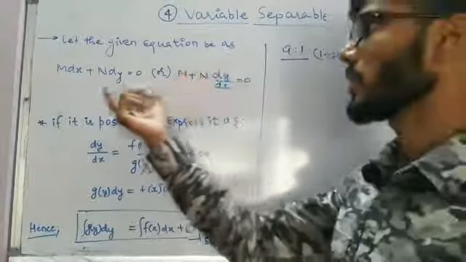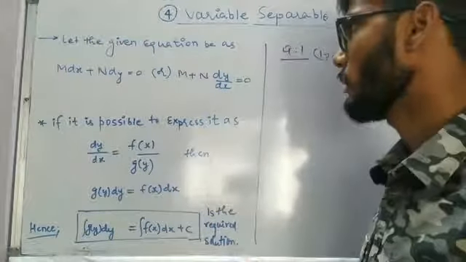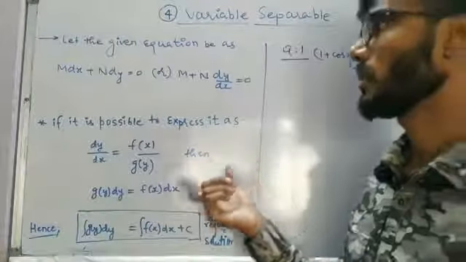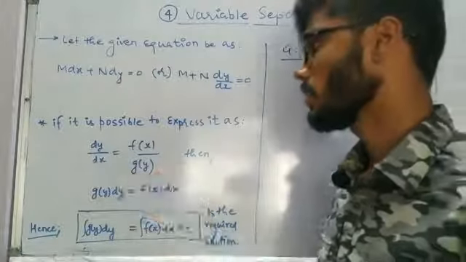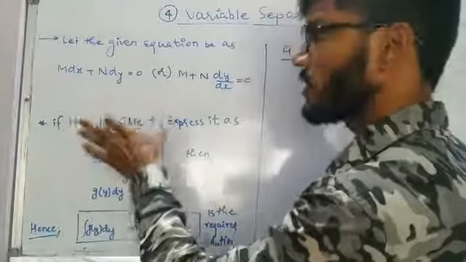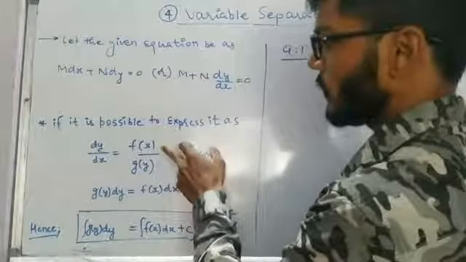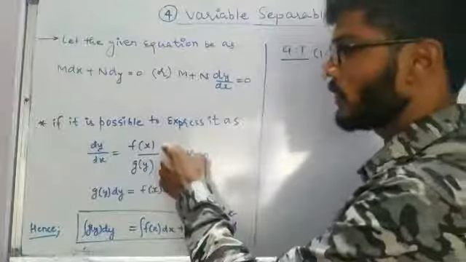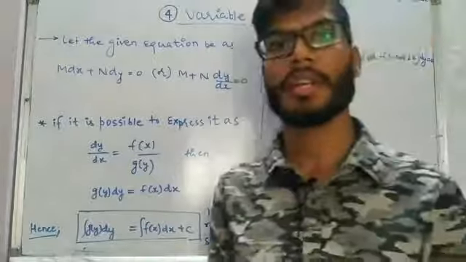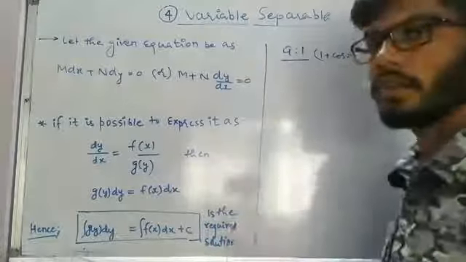If the equation is given in the form m dx plus n dy is equal to 0, or by rearranging we can write it as m plus n dy by dx is equal to 0, and if it is possible to express this differential equation as dy by dx is equal to f of x divided by g of y. What does that mean? It means if we rearrange the terms and write the equation as dy by dx is equal to something, that something should have a function of x purely in the numerator, and a function of y in the denominator. So there should not be mixing of x and y.